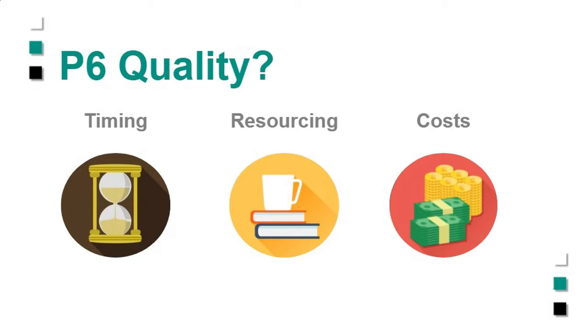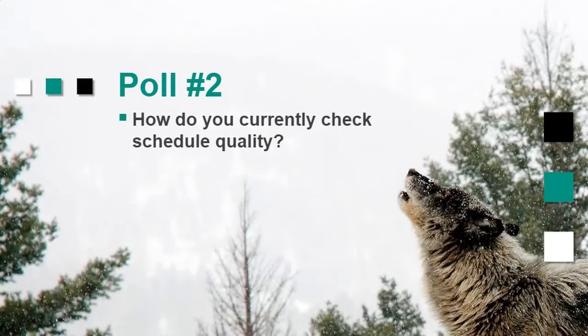So let's ask one other quick question here. How do you currently check your schedules when you get them in? Do you manually review them? Do you use an outside contractor to critique them, especially for your larger projects? Do you have any other tools that you might be using, or do you just take what you get and not really do a heavy duty critique on it? Okay, so these are some of the different things that we've seen.